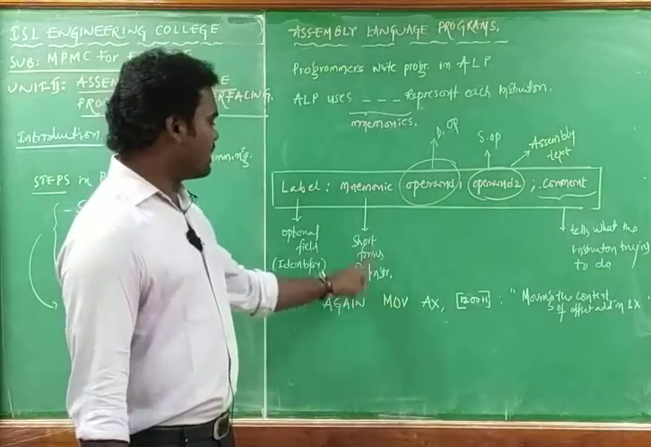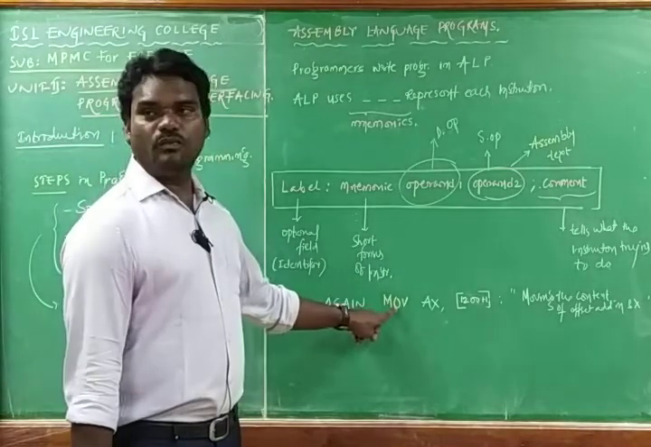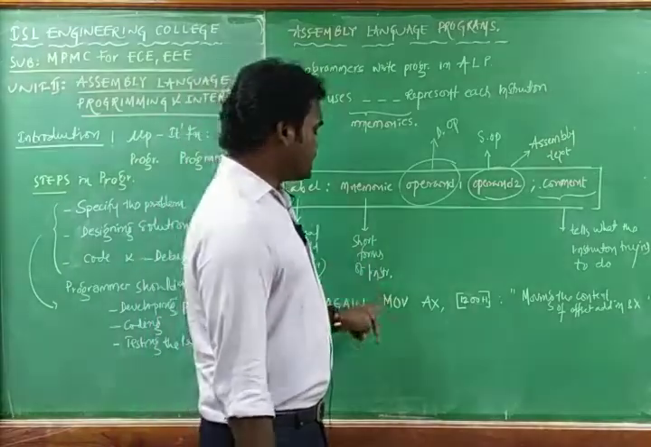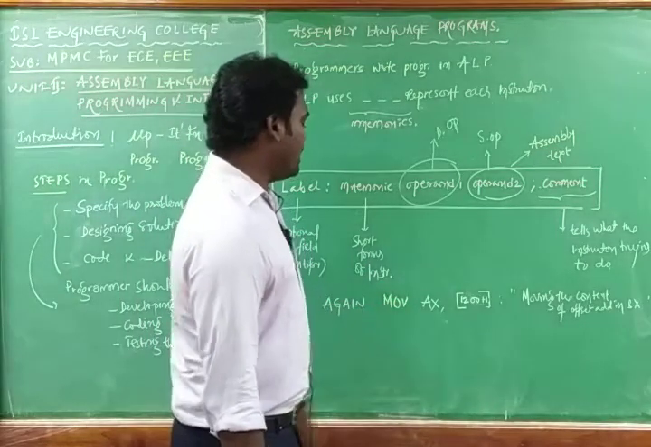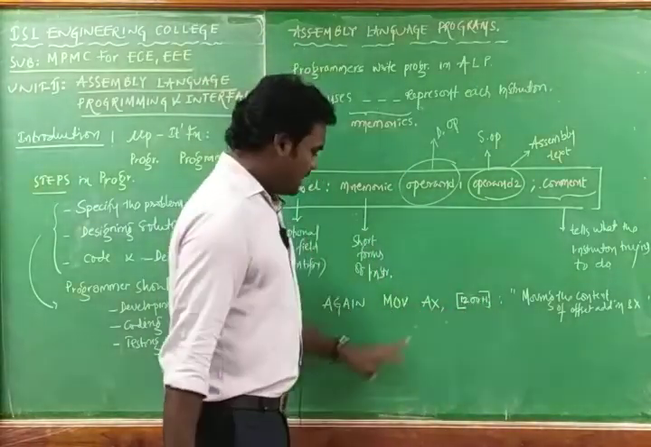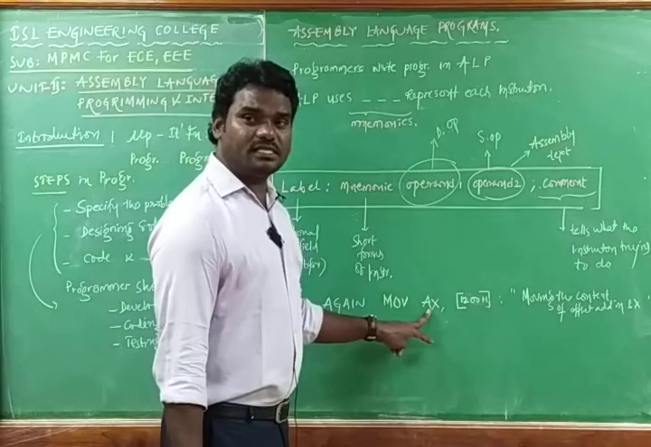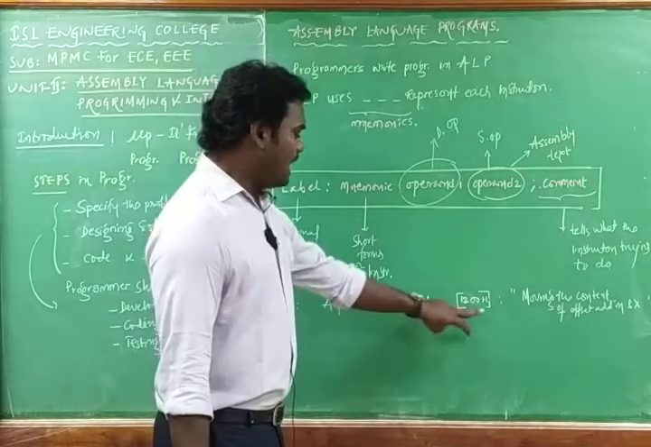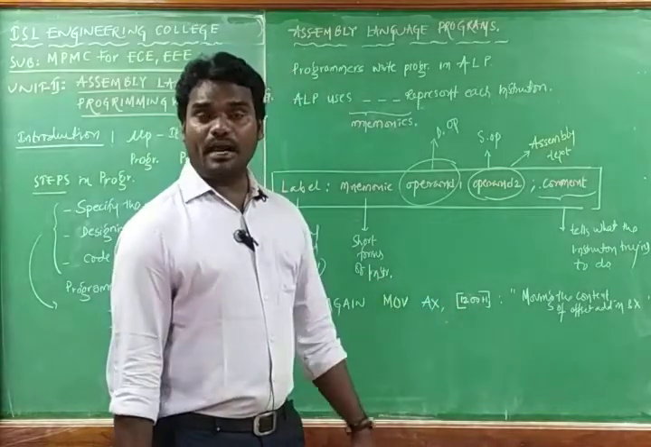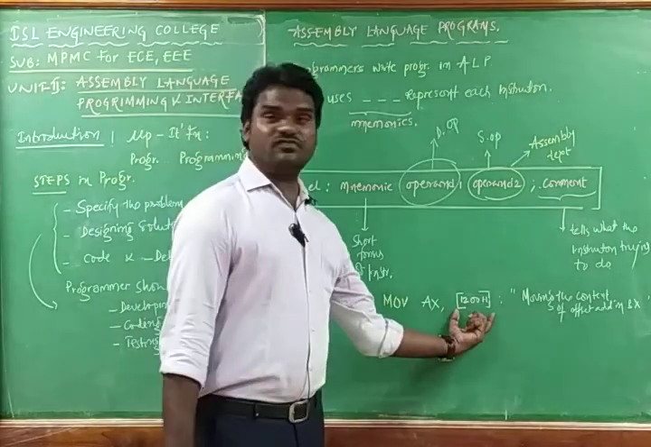Coming to the next one, the mnemonic here is MOV. It is the short form of the instruction. Here this is the destination operand, and this is the source operand. The destination operand is AX. AX is a 16-bit accumulator register, and this number is specified in square brackets. That means it is an offset address.